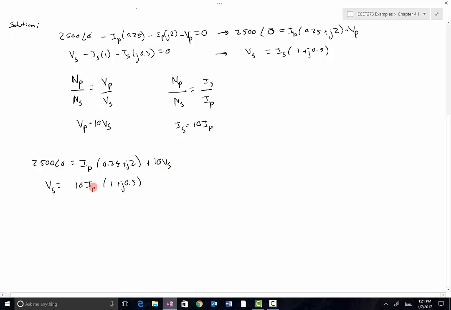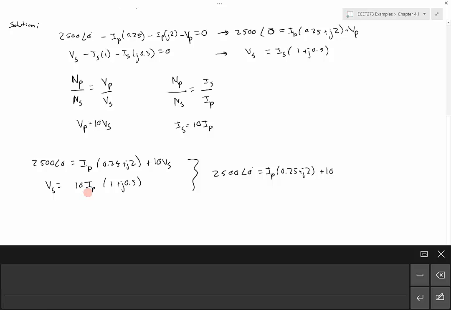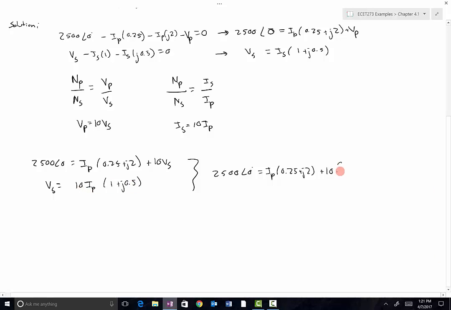So I need to solve for either IP or VS and substitute. So that if I combine those two, I get 2500 angle 0 is equal to IP times 0.25 plus J2 plus 10 times this whole equation right here, 10 IP 1 plus J 0.5. So I've just substituted this in for the VS right there.